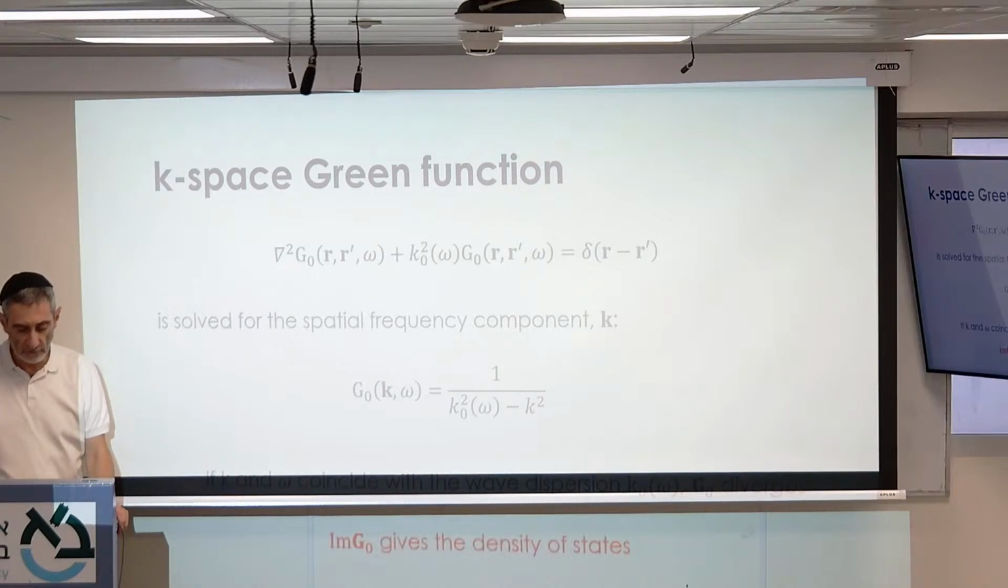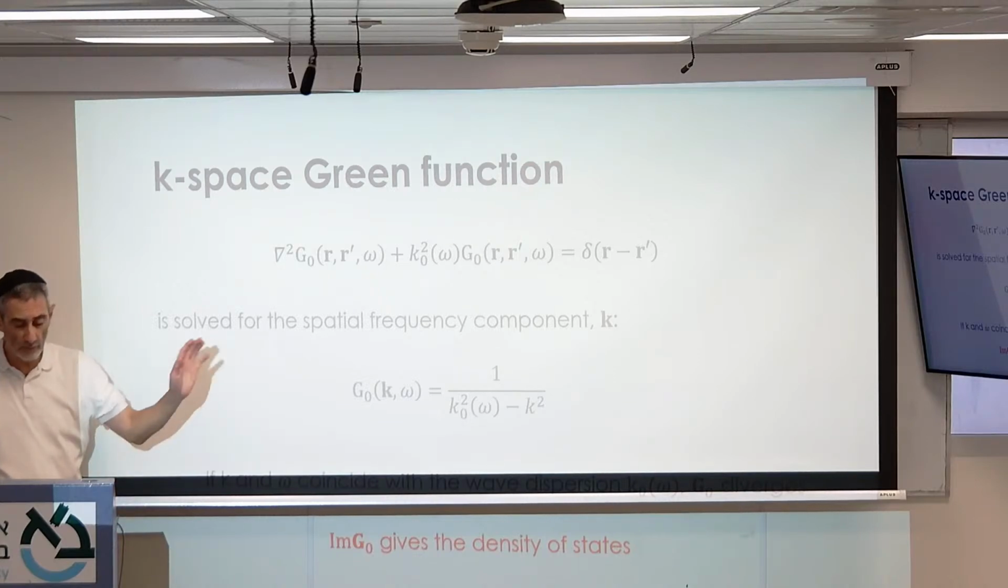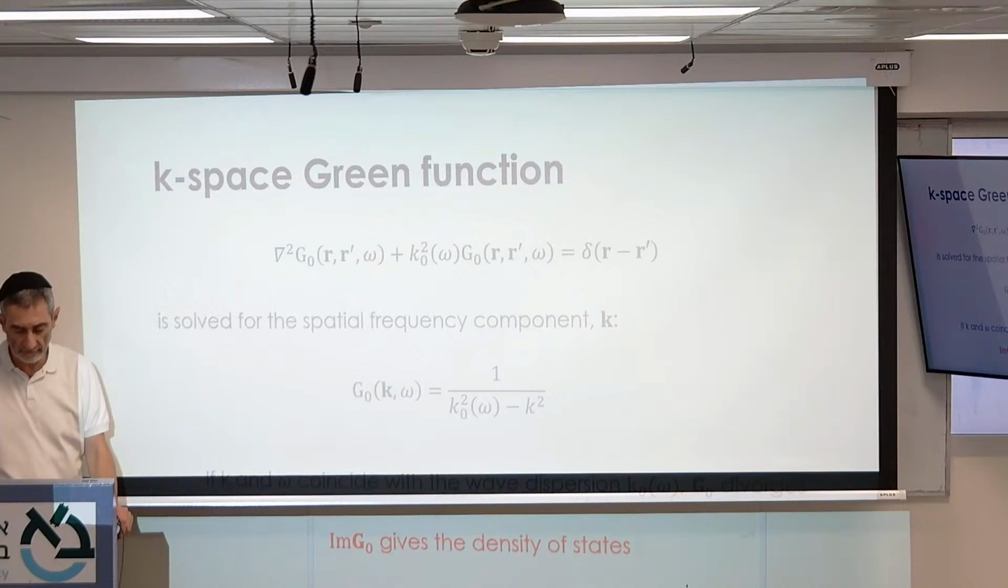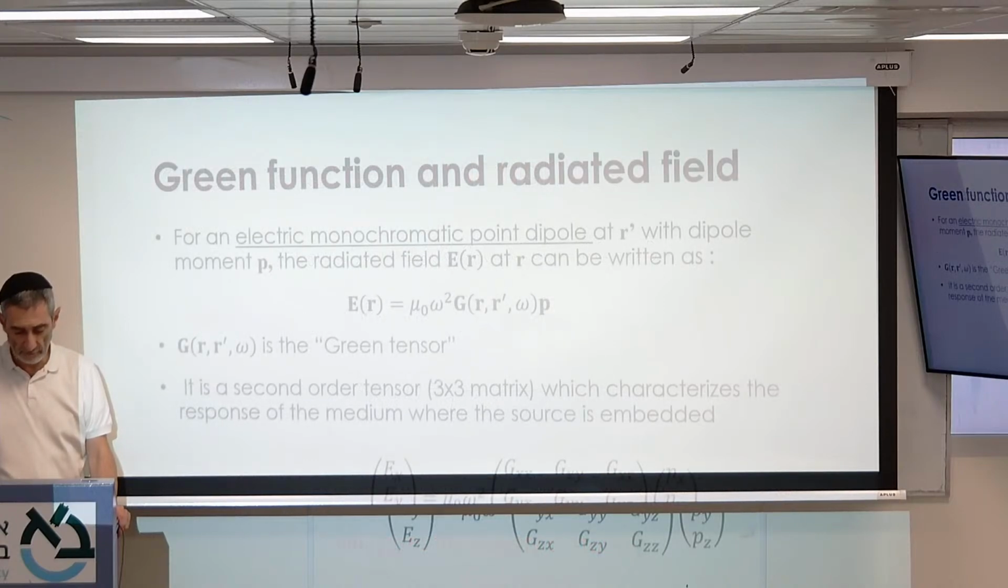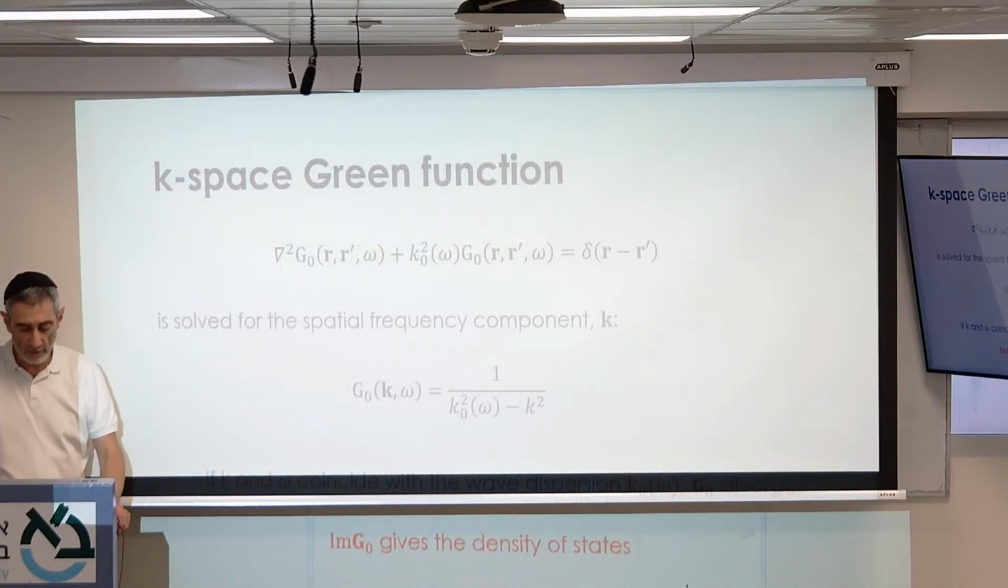We see that the imaginary part of G0 gives you the density of states. I will explain more about that in future classes. But that's the way to do it. So you start from the Green function, consider monochromatic waves of particular frequency omega and a particular K vector, and you get this simple expression for G, 1 over K0 squared minus K squared.